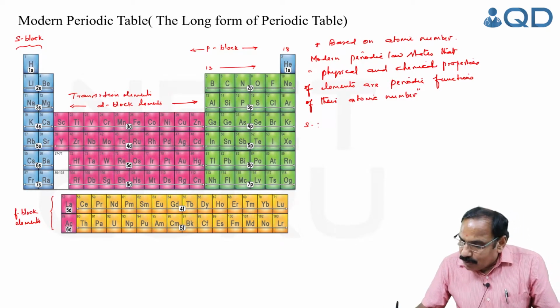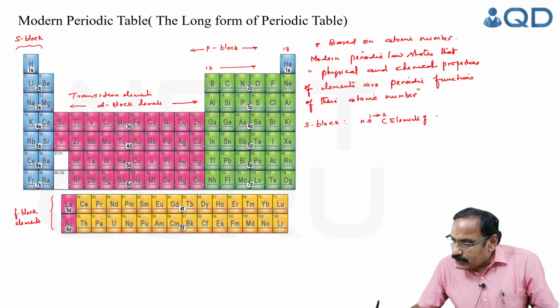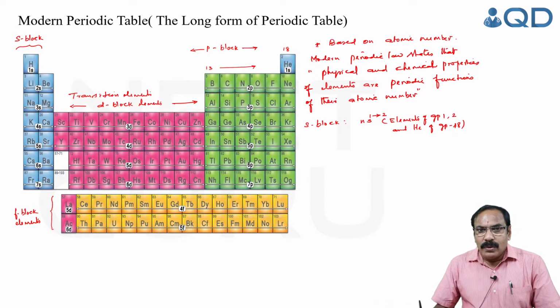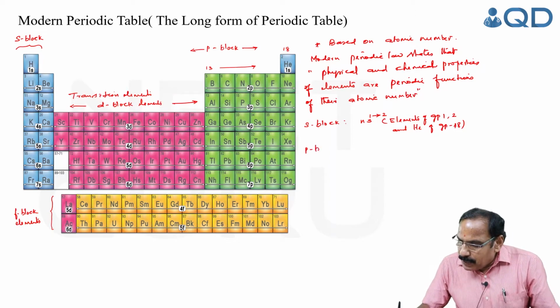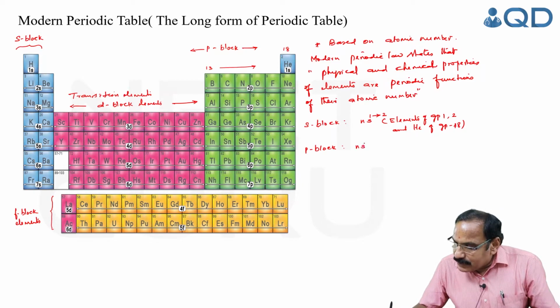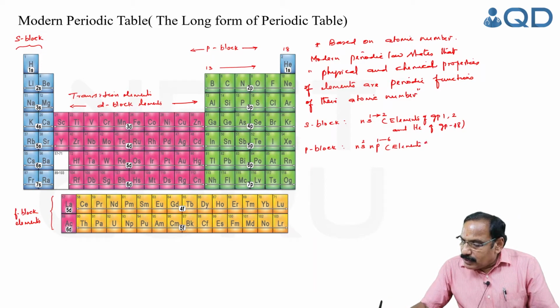Elements of s block have electronic configuration ns1 to 2. These are elements of group 1, 2 and helium of group 18. For these elements, the distinguishing electron or the last electron enters into the s subshell of the outermost shell. Now you have the p block elements. In their electronic configuration, the outermost shell s subshell is completely filled and the electrons enter into the p subshell, and the p subshell is progressively filled up to 6 electrons. These are elements of group 13 to 18 except helium.